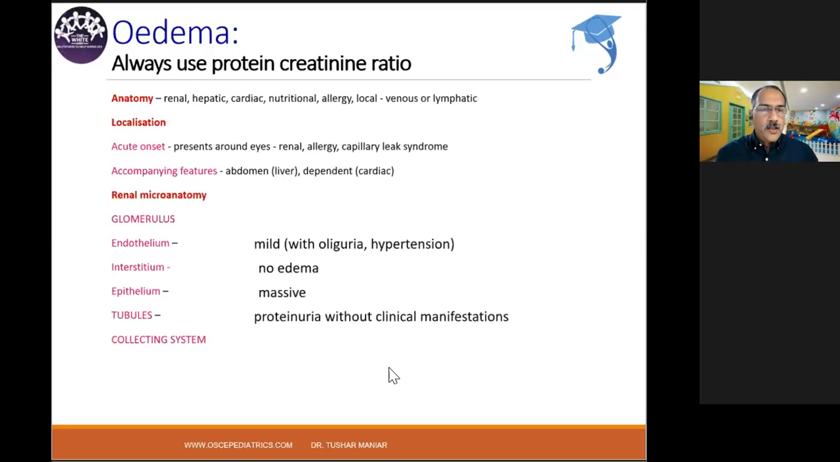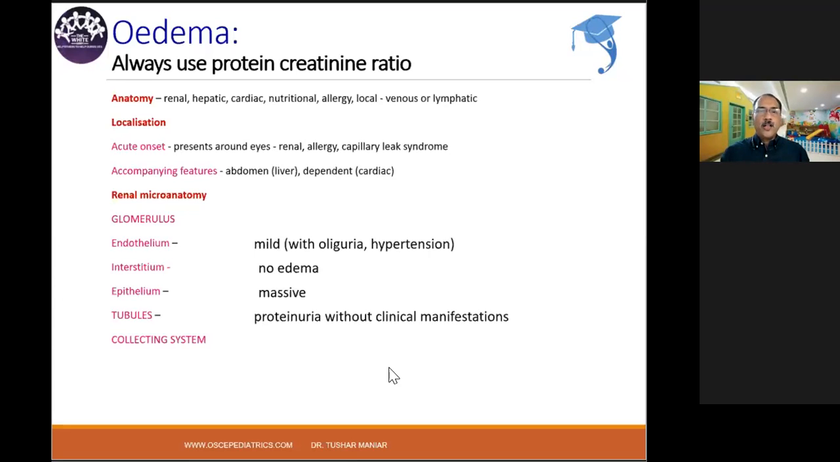Amongst the edema, if you want anatomical localization, endothelial involvement means you are talking about a glomerulonephritis kind of picture. That is another easy way to remember. They have mild edema, puffiness of face and oliguria, but usually no anasarca. And as we said, if there is anasarca or massive edema, then you're looking at anatomical localization in the epithelium.